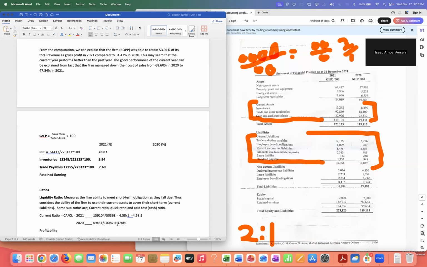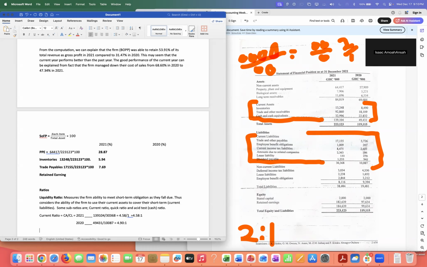Hence, obtaining a surplus of about 3 cedis, 90 pesewas, right? The firm is able to meet their short-term obligation by almost 5 times. So if you had made that generalization that they are able to meet it by 5 times, then this is 5 times, this is also 5 times. How do you make a distinction between which year performs better? So you don't do a lot of approximation. It's better you maintain two decimal places as this.